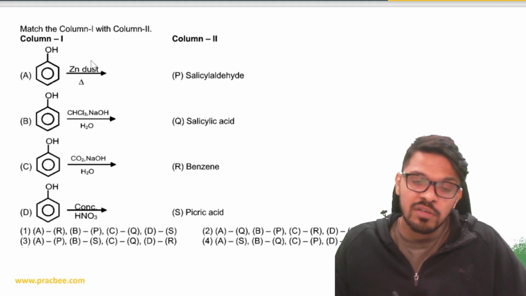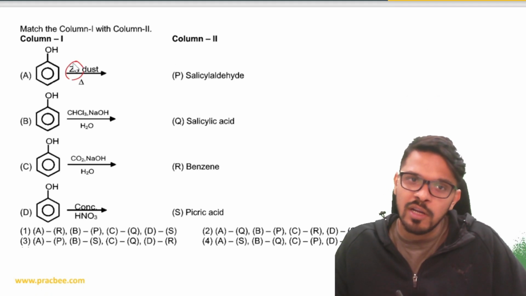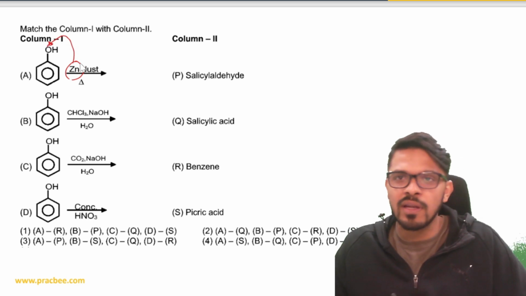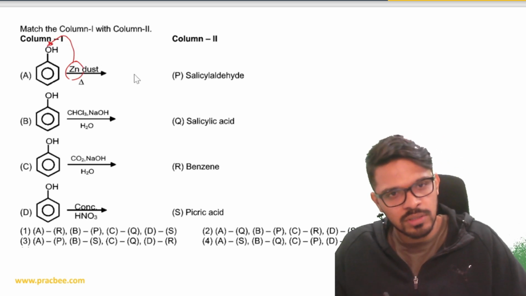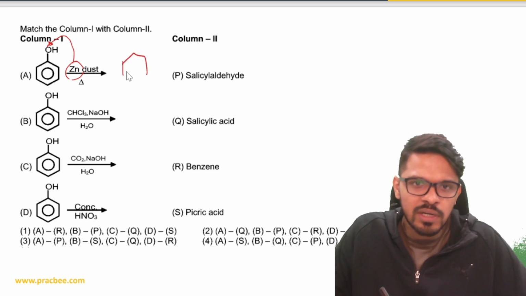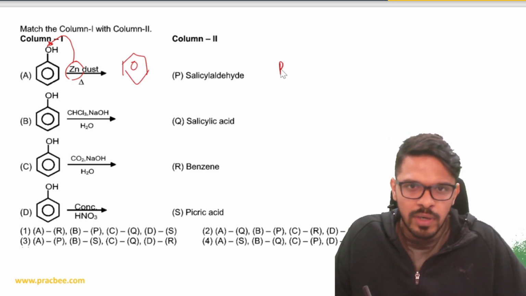Zinc dust on reaction with phenol. Zinc has only a single purpose in life, to take an electronegative element like oxygen or two halogens, right? So it takes away oxygen and it forms benzene. So A is going to be R.